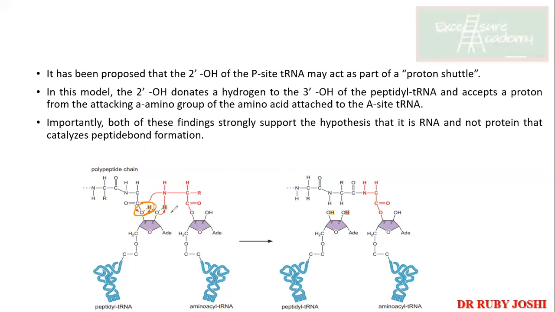And here the hydrogen bond is formed between the O and H. ये H कहाँ से आ रहा है आपका? Amino group of amino acid से आ रहा है. Is this much is clear to you guys? Yes, ma'am.